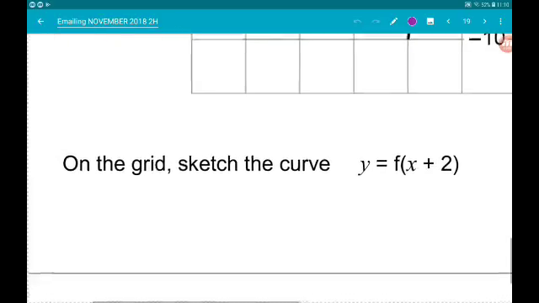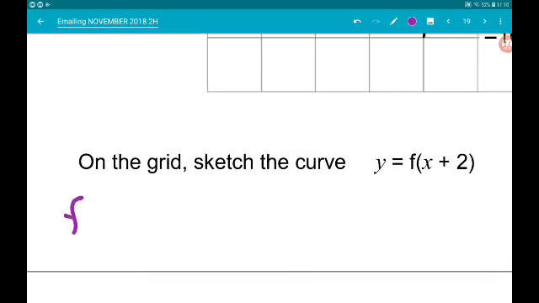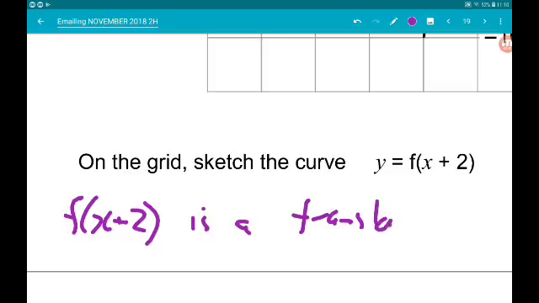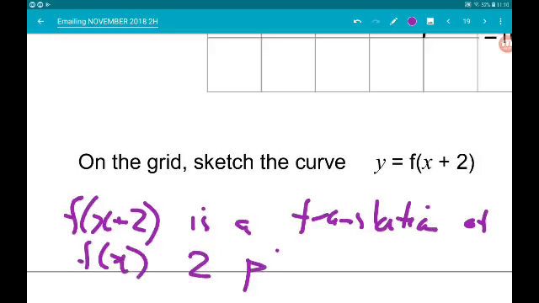So, f of x add 2 is a translation of f of x 2 places left. X transformations always do the opposite of what you would probably expect. So f of x add 2 moves us 2 places left.